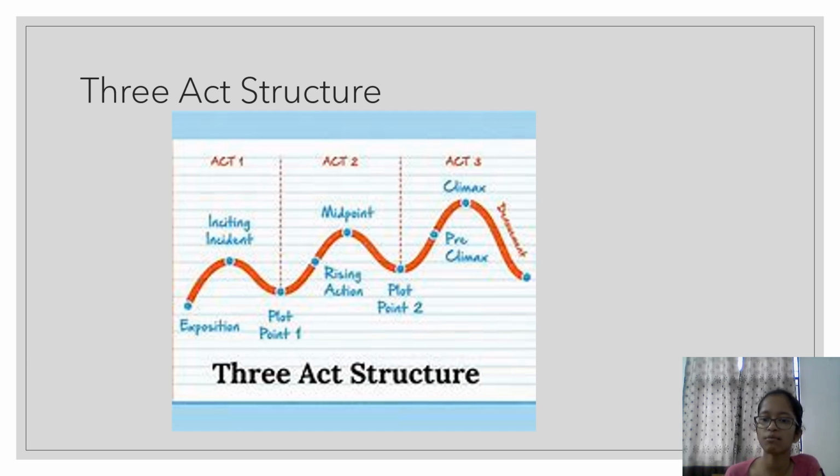Now all of you must be wondering, how does pre-climax make it any different from rising action? So pre-climax heightens up the suspense and makes the audience think, what could be the resolution? Whereas rising action is where the problems are taking place, where the problems are being developed.